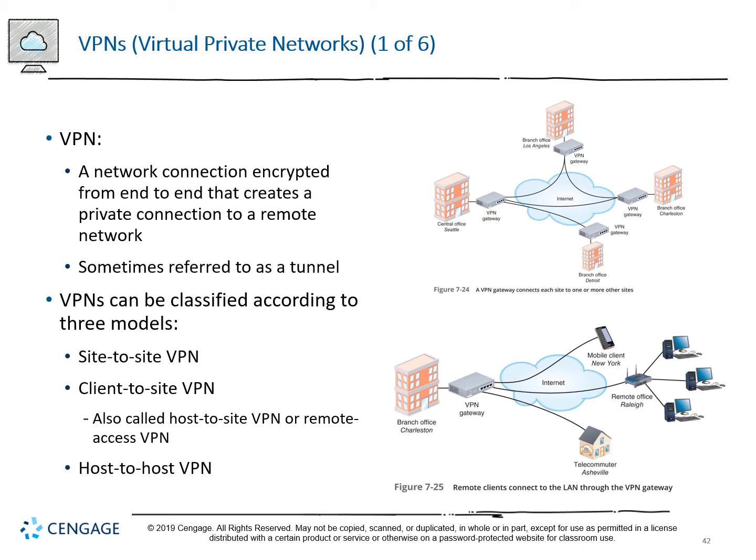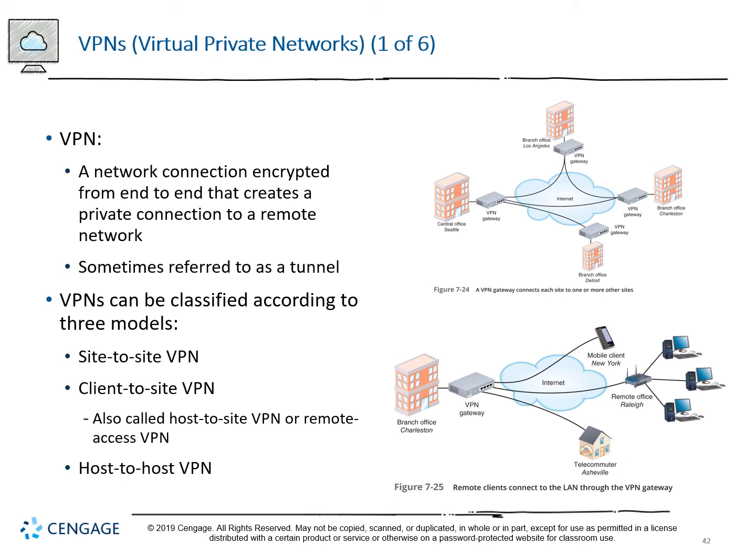VPNs can classify themselves using three separate models: site-to-site, client-to-site, also called host-to-site, and host-to-host. Here we have a couple of things in our neck of the woods. We've got a branch office in Charleston with a VPN gateway connecting to a mobile client in New York, a remote office in Raleigh, and a telecommuter in Asheville. So we've got some Carolina representation in here, south and north.